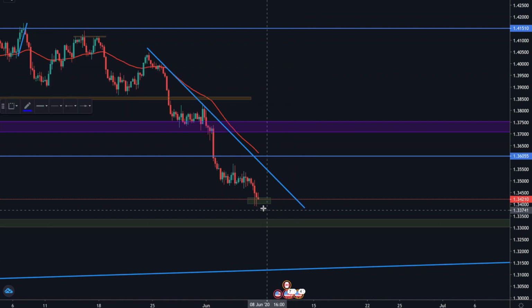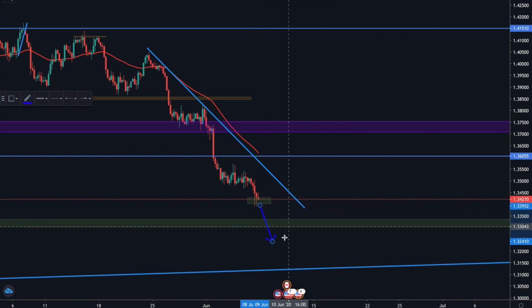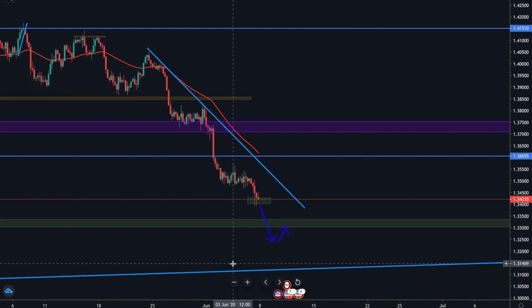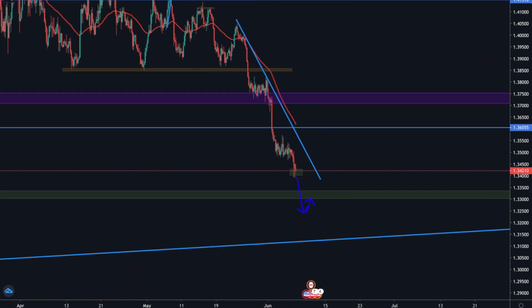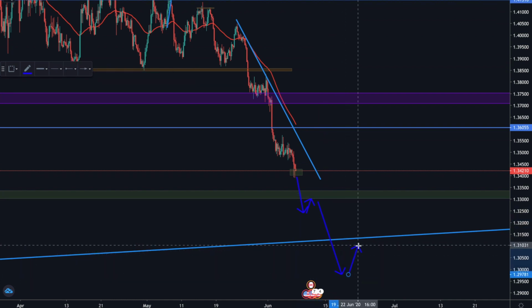So we would like to see a break of the structure level and retest with some kind of price action at this area. But what we would like to see more is a breakout of the trend line right here and some kind of price action to reject this area, and this will be a perfect entry.